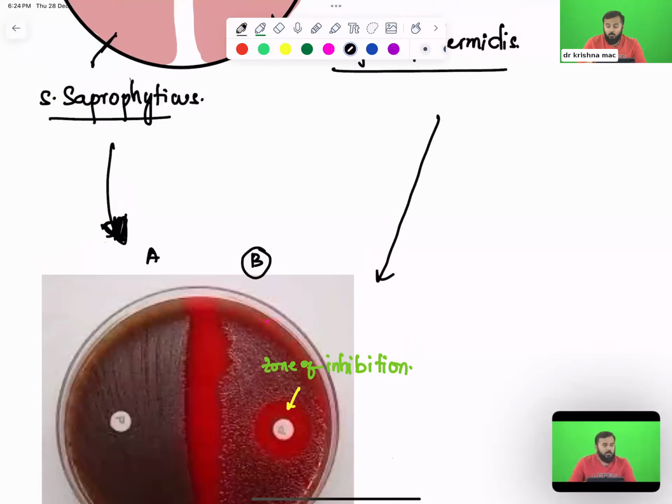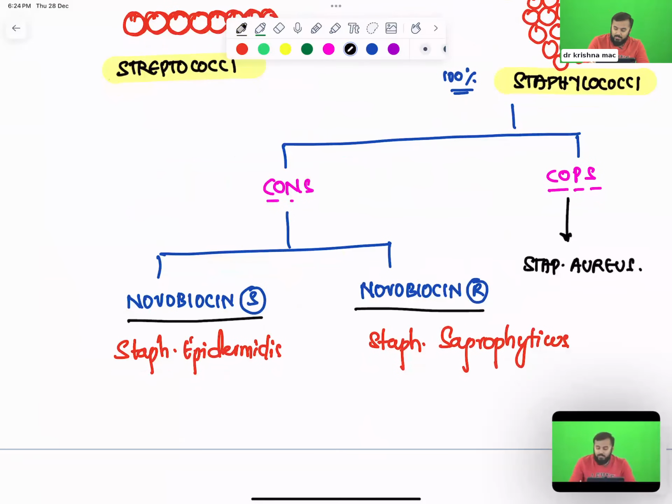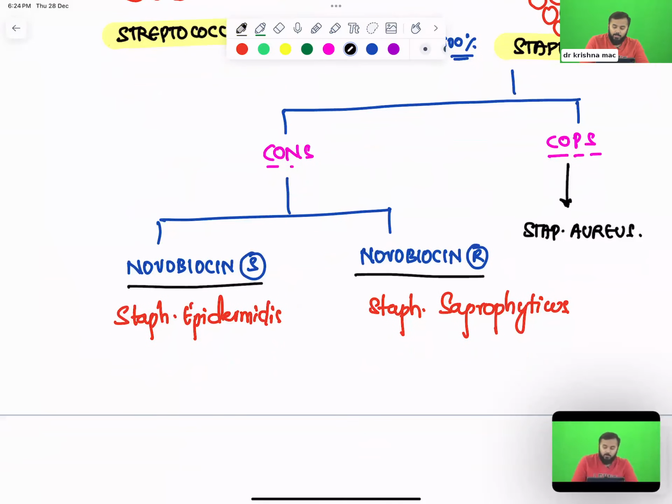Very good. Now, we will discuss three important bacteria. First, we shall be discussing Staph aureus. Then, we will discuss epidermidis and saprophyticus.